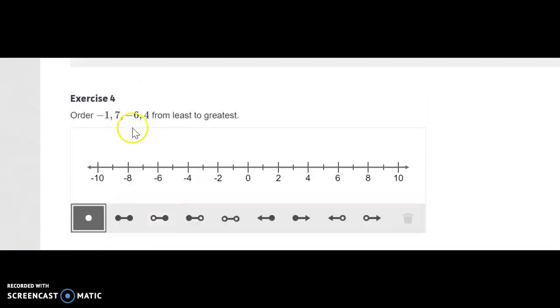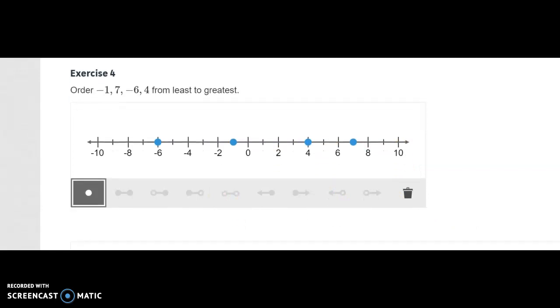So the easiest way to go from least to greatest is to plot it first. We have a negative 1, so we're going to put our negative 1 right here. And then we have a 7, which is over here. And remember, these numbers are getting bigger to the right. And then we have a negative 6, and then we have our 4. So we plot it first, and that way we can look at it.